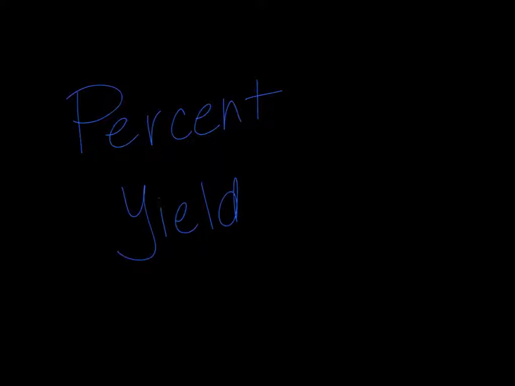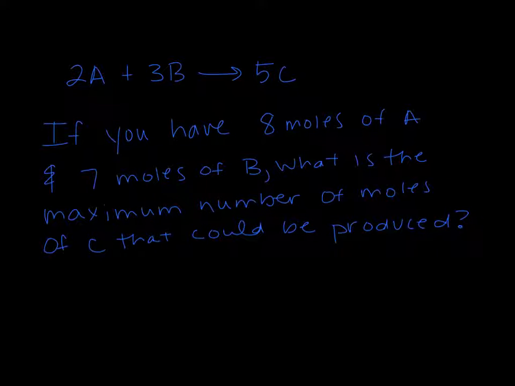Alright, in this video I'm going to talk about what percent yield means. Okay, so if we have the reaction where 2 A's react with 3 B's to give 5 C's, and we're given 8 moles of A and 7 moles of B, and we want to know the maximum number of moles of C, so we're looking for moles of C that can be produced.